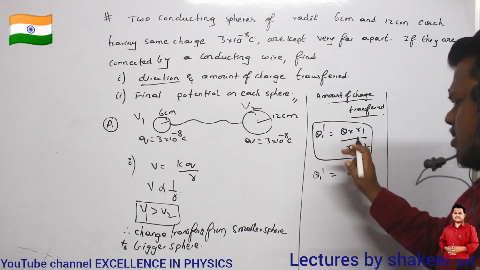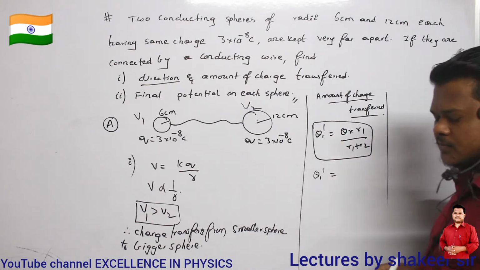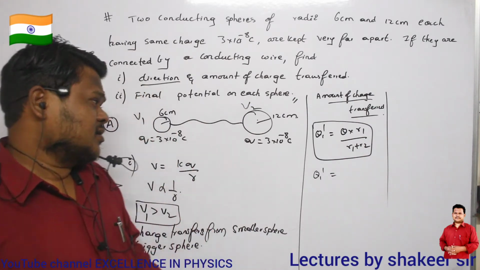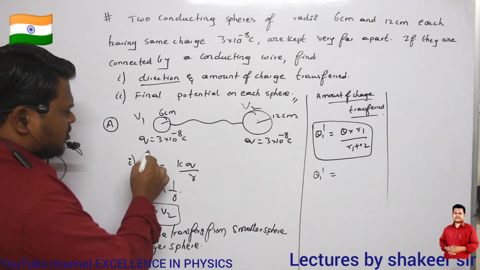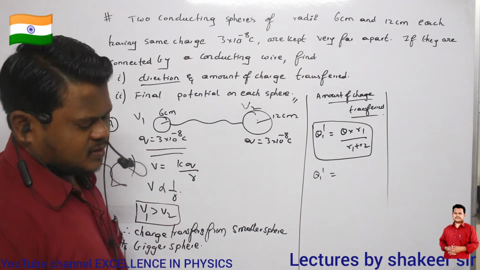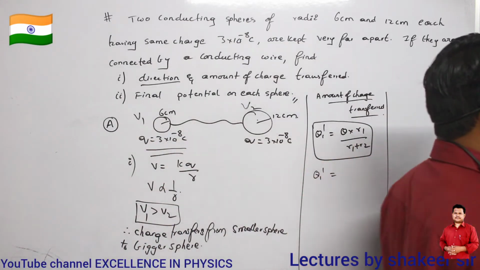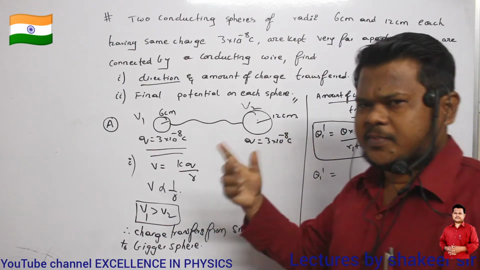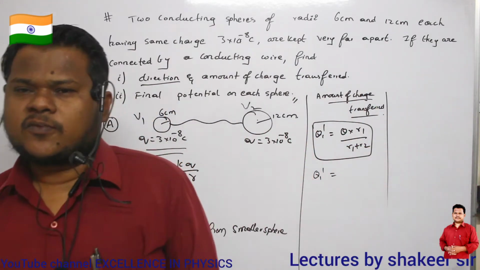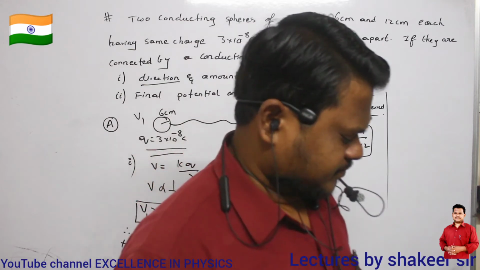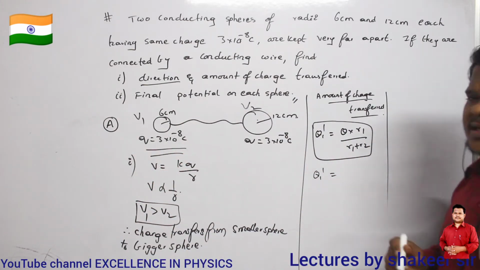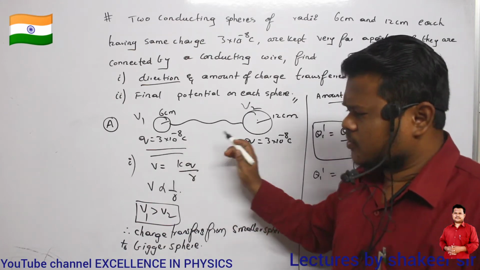Can you say what is the total charge? Can I say it is 3 into 10 power minus 8? See, refer to the previous concept which we have studied. What is meant by total charge here? Total charge is the addition of the charge which is present on both spheres.